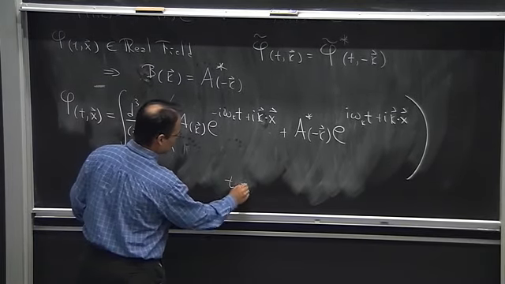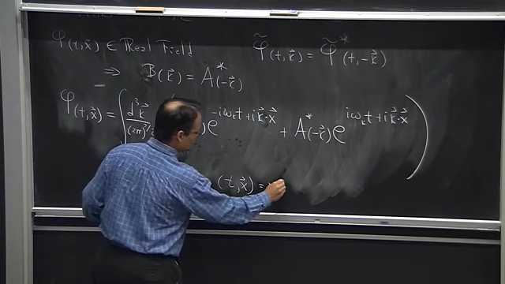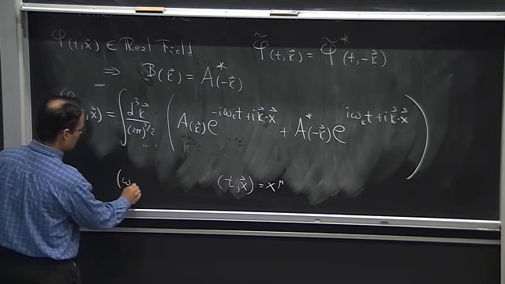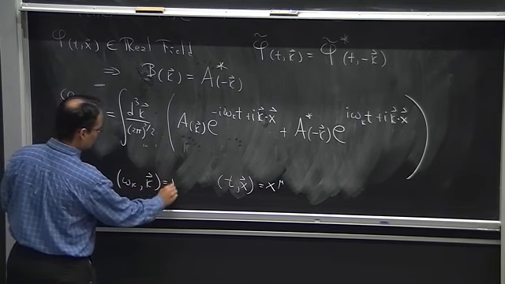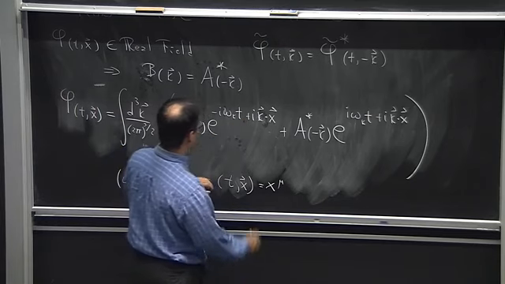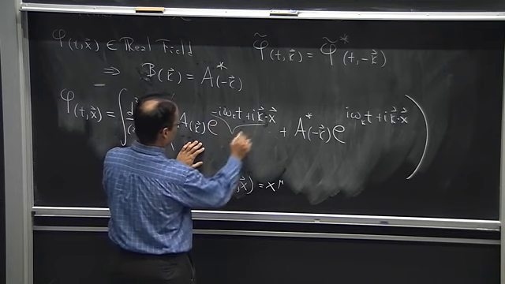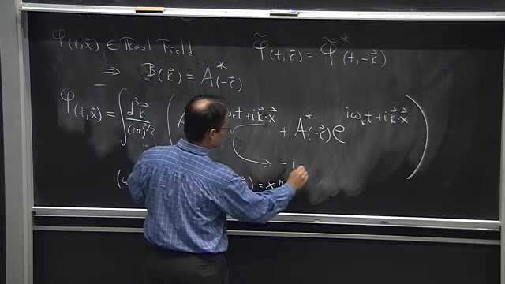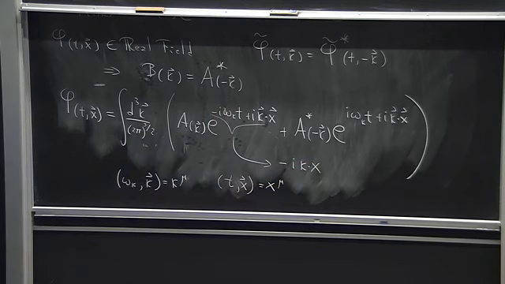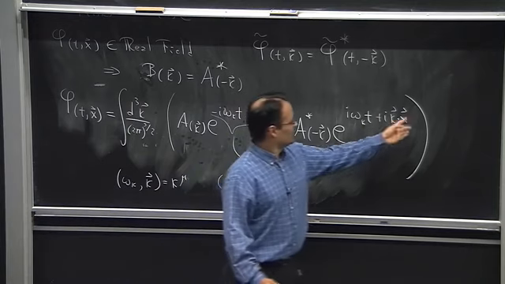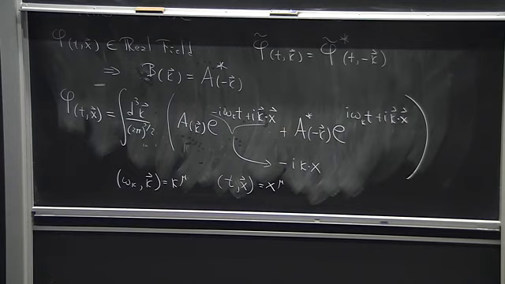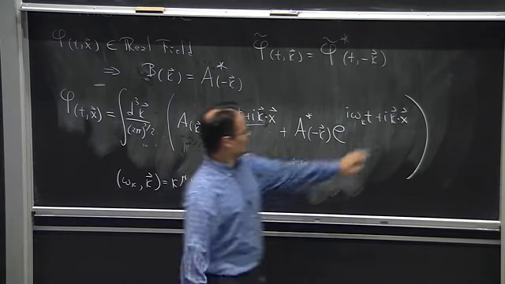Well, we have t and x that we usually denote as x mu. So it seems natural to also define omega k and k as a 4-vector. And then this object over here looks like minus i k dot x. So that looks pretty good, except that here things don't quite work out. Okay? So any suggestions?